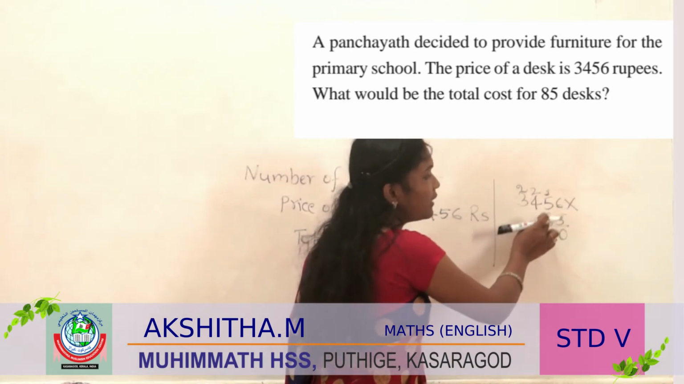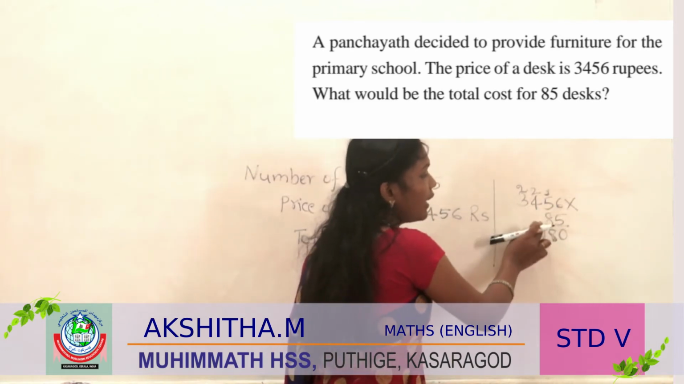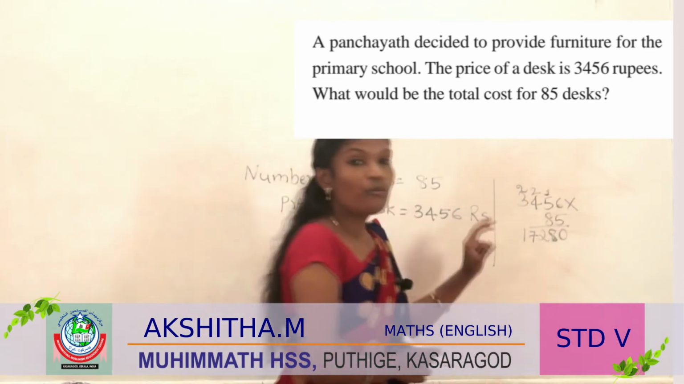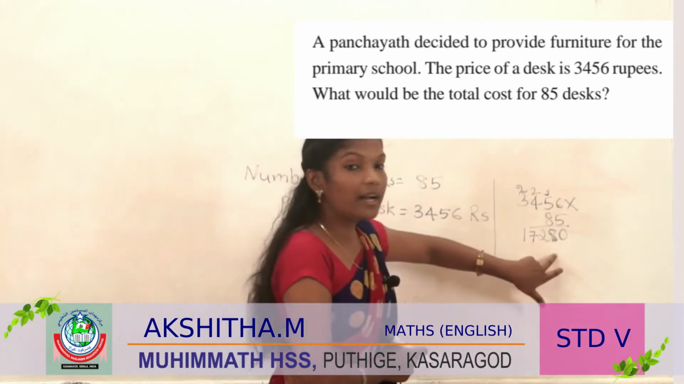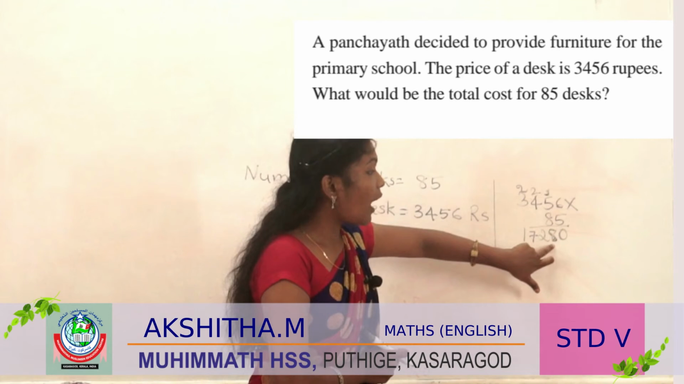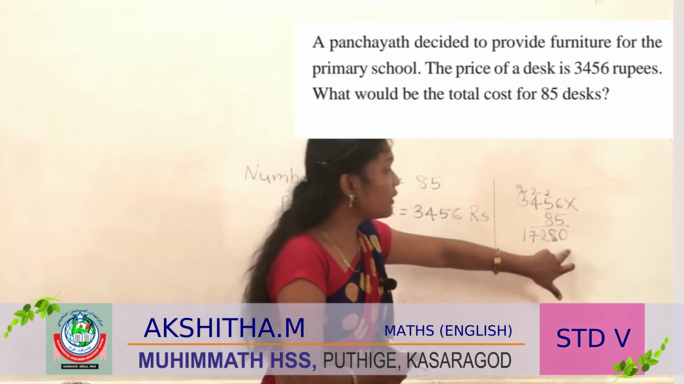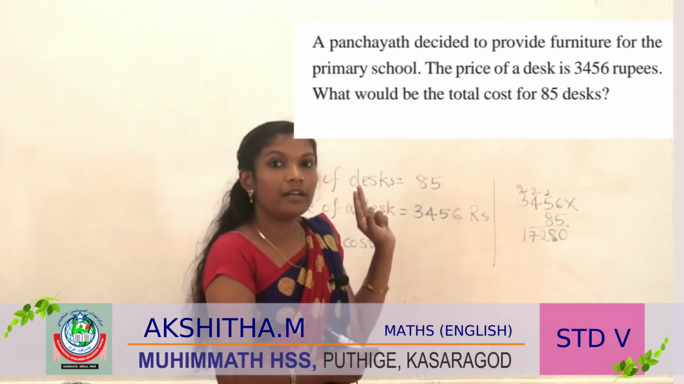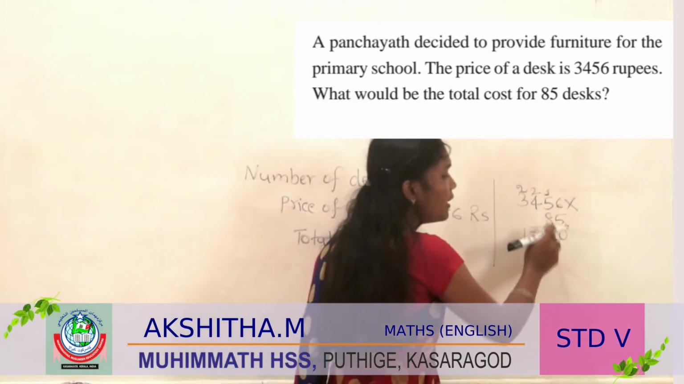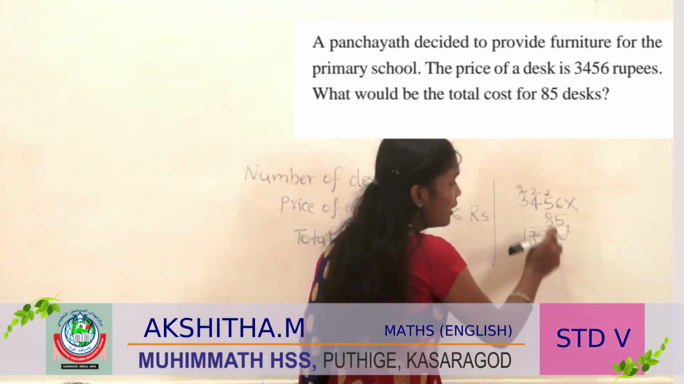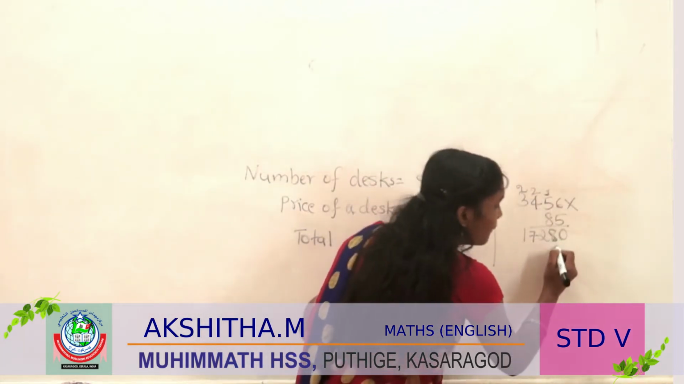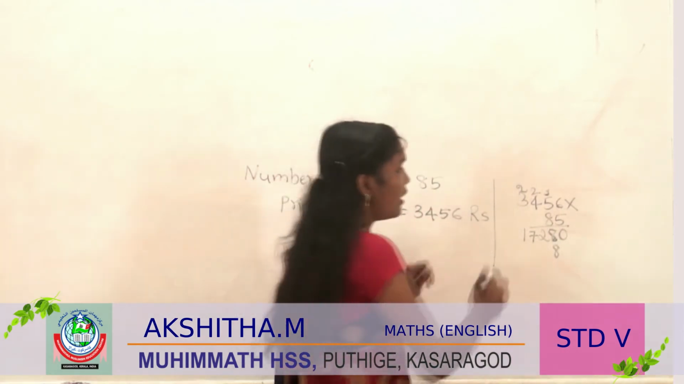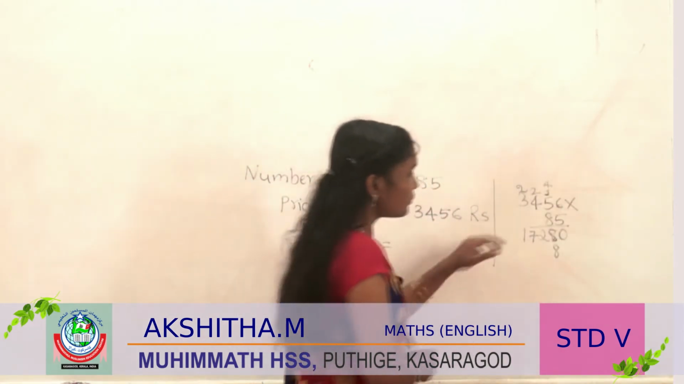8 into 6, 8 into 5, 8 into 4, 8 into 3. 8 into 6 is 48. When you are writing with 8, you should write under the 8. Don't write under the 0. If you write there, the answer will be wrong. So you have to write here under the 8. 8 6s are 48. So 8 we write here and 4 up.